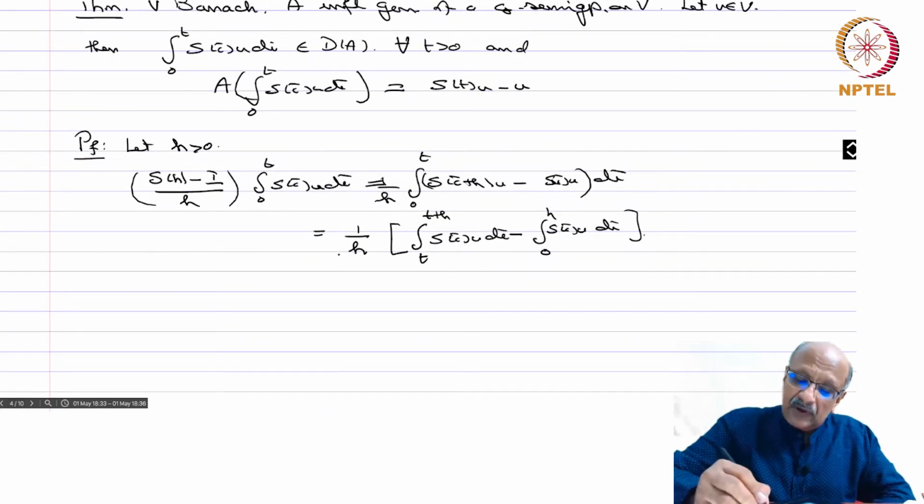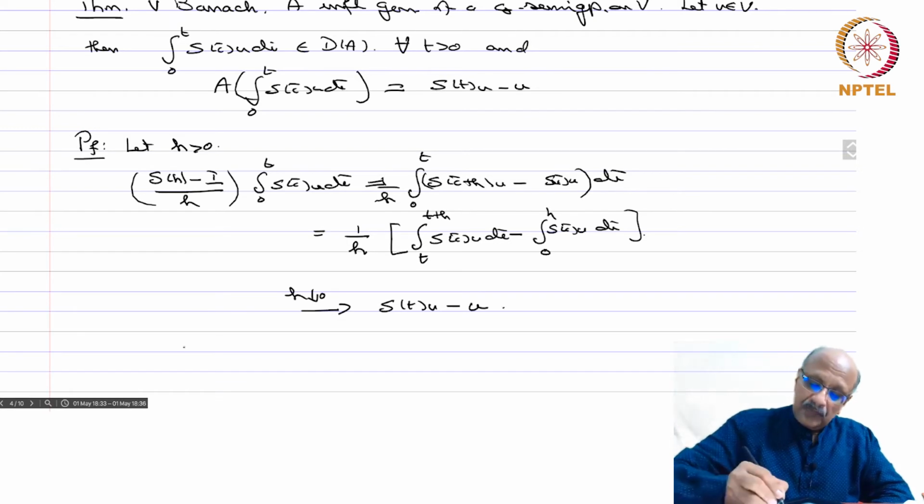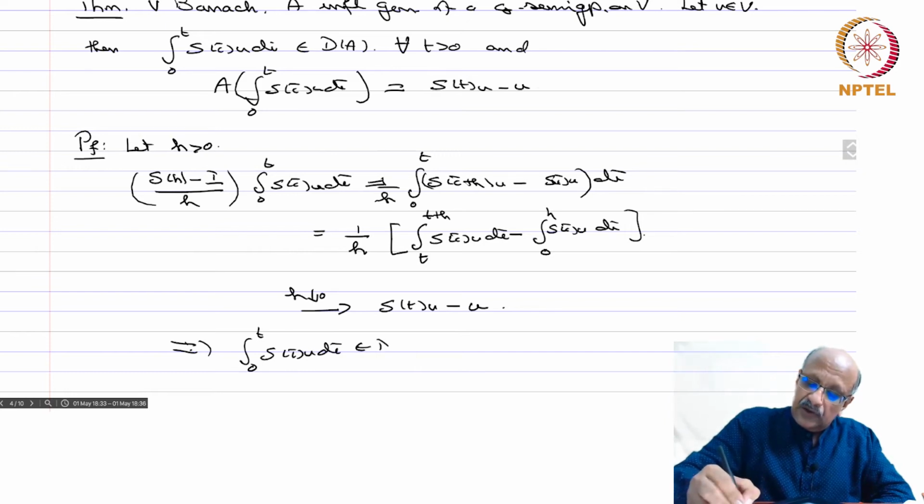Now, we know the limit of 1 by h of the integral as h decreases to 0 should go to the integrand at the lower limit. So, this goes to S(t)u minus S(0)u, which is u. Therefore, this implies that the integral from 0 to t of S(τ)u dτ belongs to D(A) and star holds.